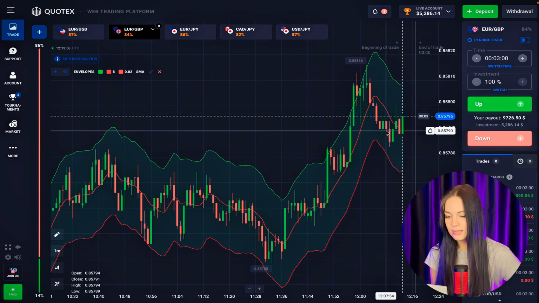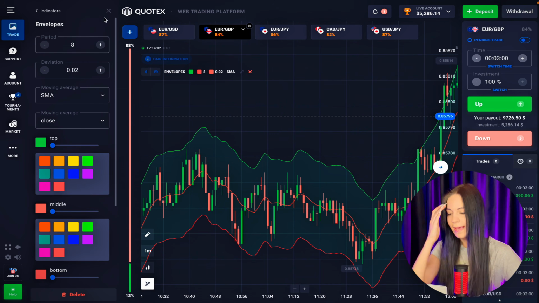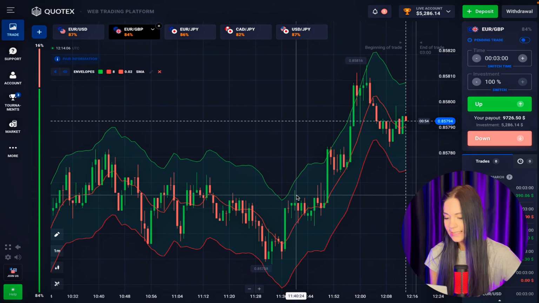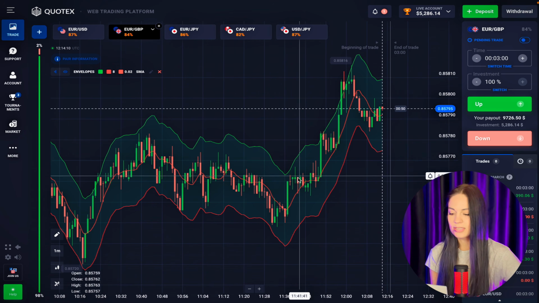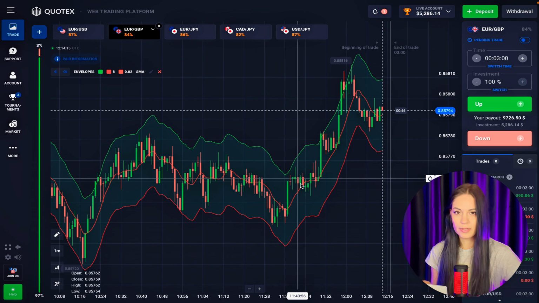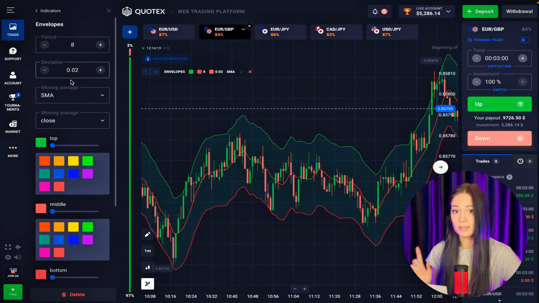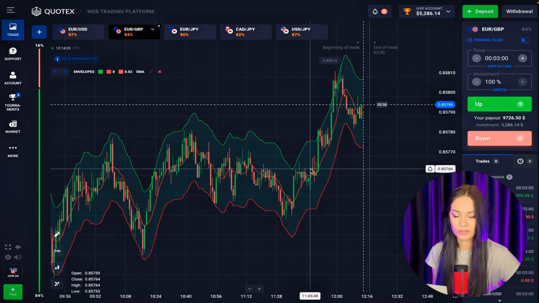This line that you see in the middle, this is like a simple moving average, and the period that we add here, this is the period of the simple moving average. So these lines on the sides that you see, this is deviation. This is deviation from the simple moving average on the number of settings that we put, in our case it's 0.02. So this is really simple, as you can see.